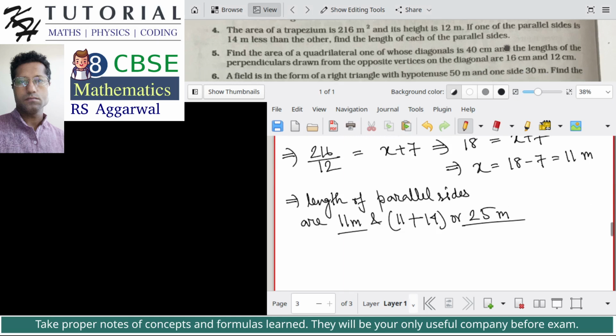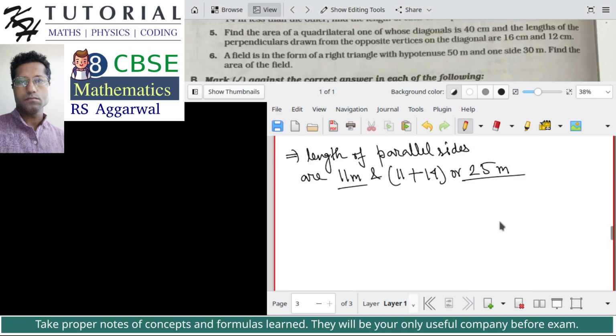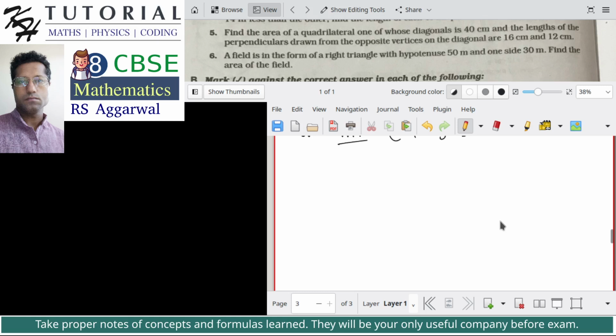Okay, let's do problem number 5. Find the area of a quadrilateral, one of whose diagonals is 40 centimeter and the lengths of the perpendiculars drawn from the opposite vertices on the diagonal are 16 centimeter and 12 centimeter. So this is a straightforward question.